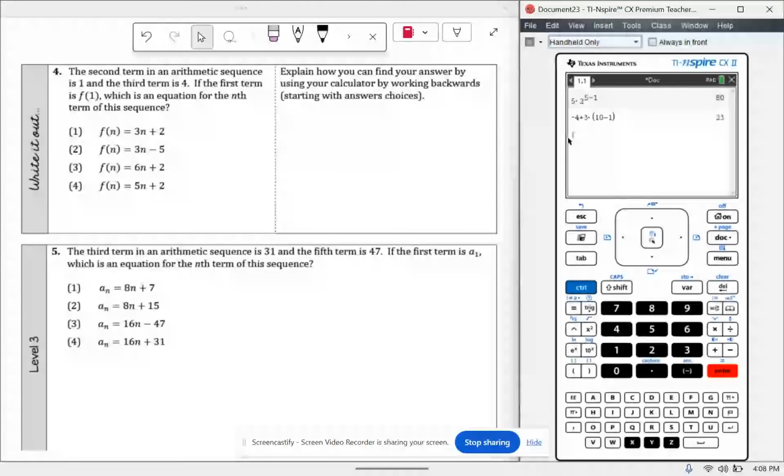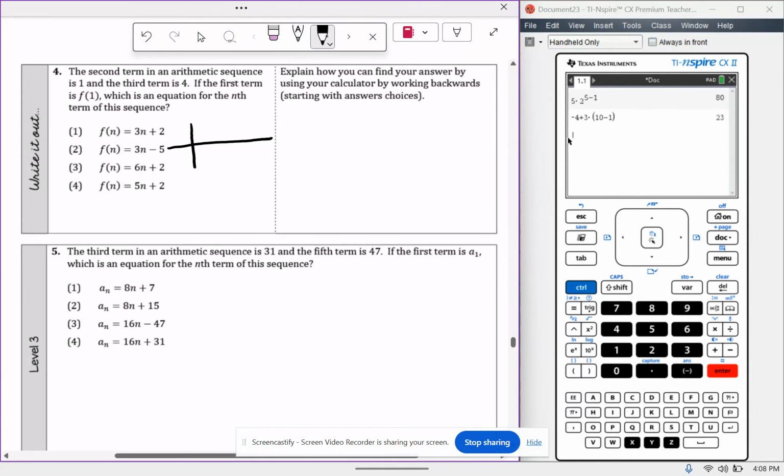Second term in an arithmetic sequence is 1, and the third term is 4. The first term is f of 1. Okay, so they want us to make a table, but in this case it's going to be n and f of n. Okay, sure. First term is f of 1, so let's find out what that is. Which is an equation for the nth term of this sequence? Okay, just have to write the equation. The second term is 1, and the third term is 4. The common difference, how do I get from 1 to 4 is I add 3. So how do I work backwards? I'm going to subtract 3. So my first term here is going to be -2.